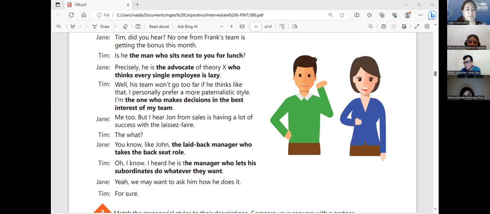If he thinks like that. I personally prefer a more paternalistic style. I'm the one who makes decisions in the best interest of my team. Me too.